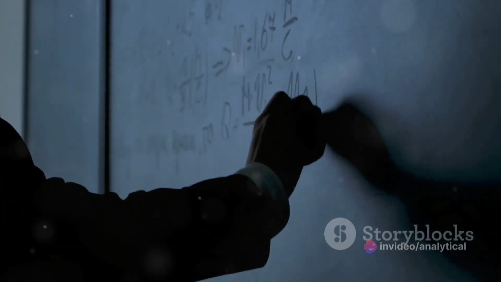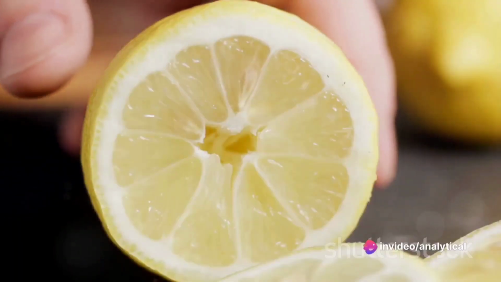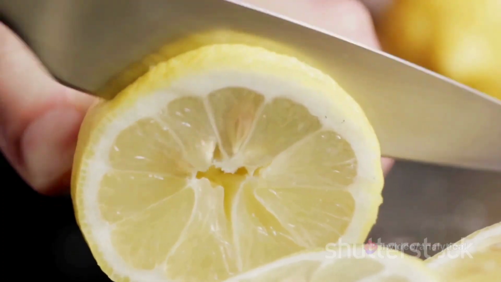The pH of a solution is calculated using a formula that might look a little intimidating at first glance, but it's not as complex as it seems. It's simply the negative logarithm of the concentration of hydrogen ions in the solution. These hydrogen ions are what determine whether a solution is more acidic or more alkaline.